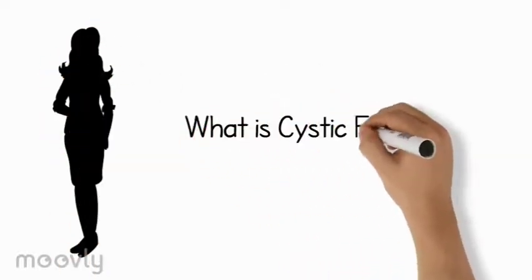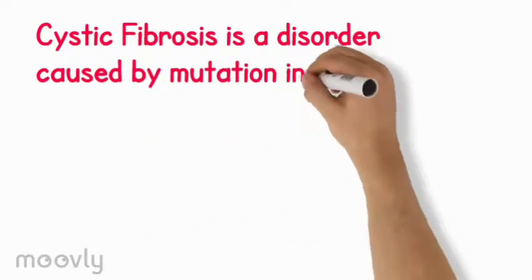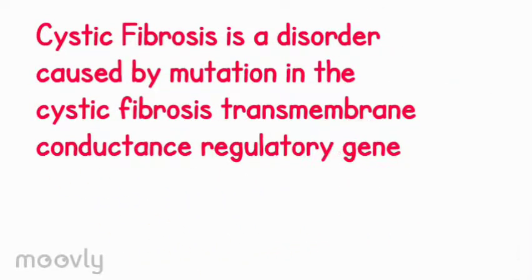What is cystic fibrosis? Cystic fibrosis is a disorder caused by mutation in the cystic fibrosis transmembrane conductance regulator gene, known as CFTR for short. This mutation occurs on chromosome 7.